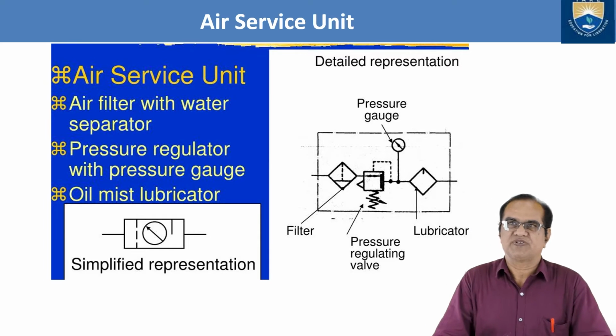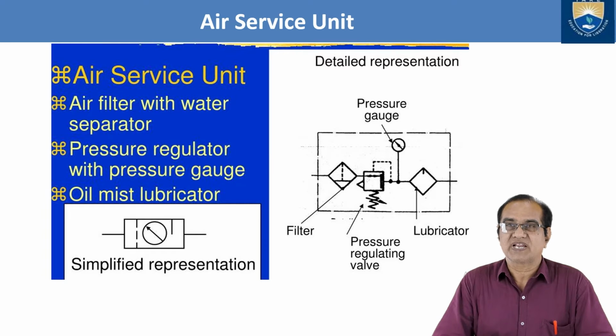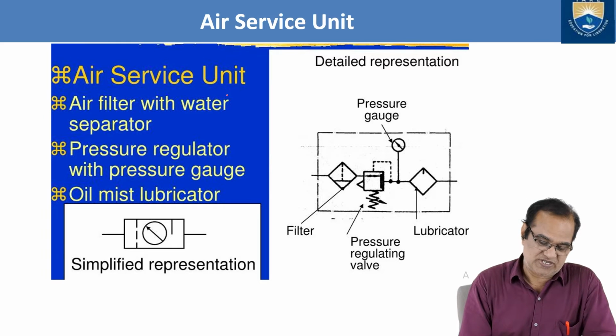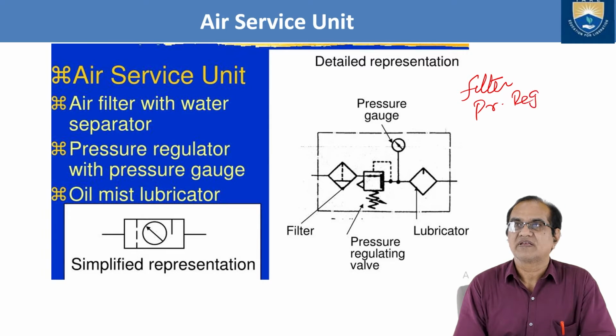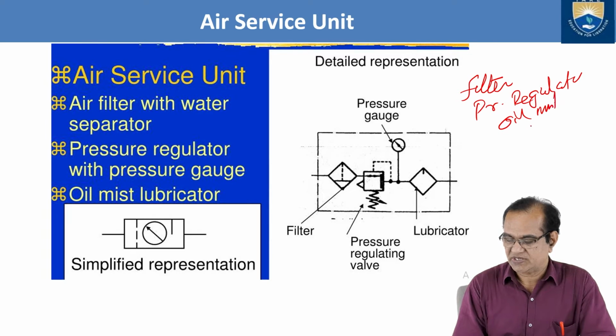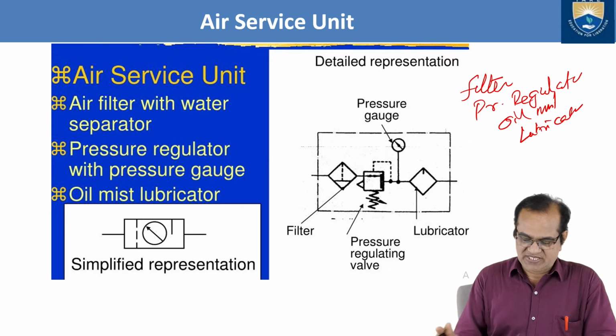Now, the air service unit. So what is the air service unit? It consists of an air filter with water separator, a pressure regulator with pressure gauge, and an oil mist lubricator. So first we have the filter, then the pressure regulator, and then the oil mist lubricator. These three functions are done by this system.